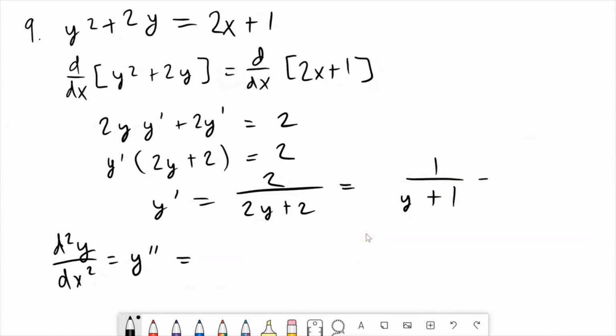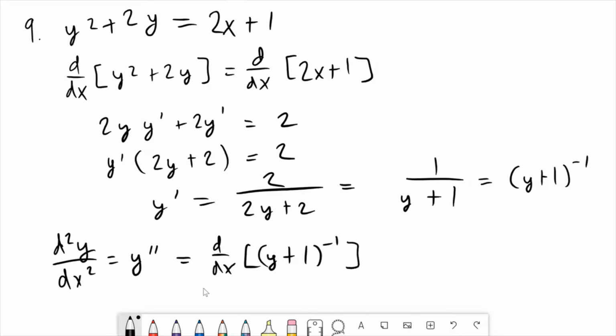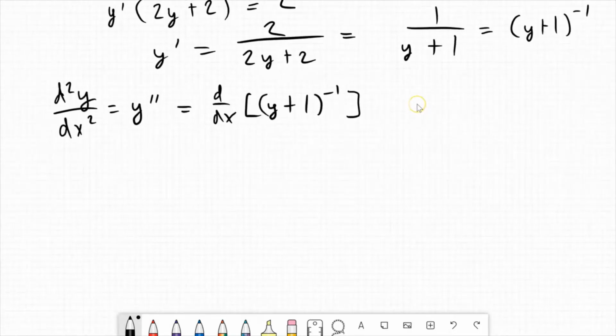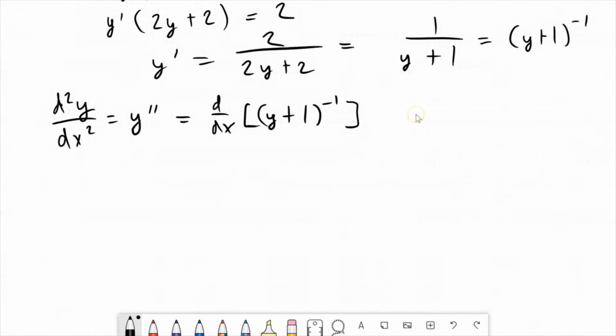I'm going to rewrite this as (y plus 1) to the negative 1, just for extra practice with the chain rule in a way. So it's actually the derivative with respect to x. These are all the same notation, just written slightly differently. This is what I want to find, so I'm going to scroll down from here. I'm going to keep this piece of information we just found right here at the top.